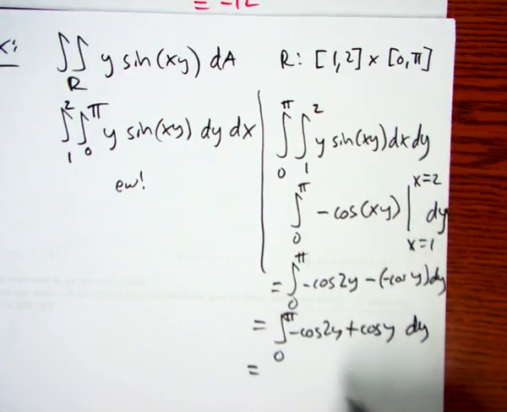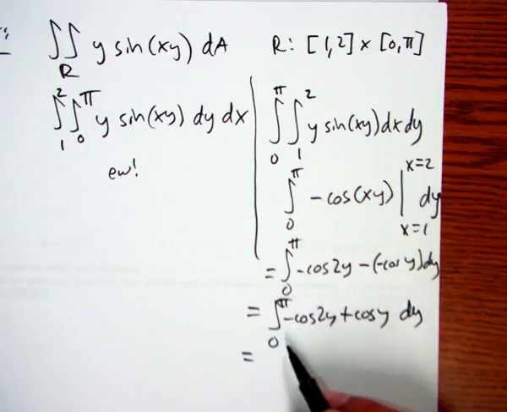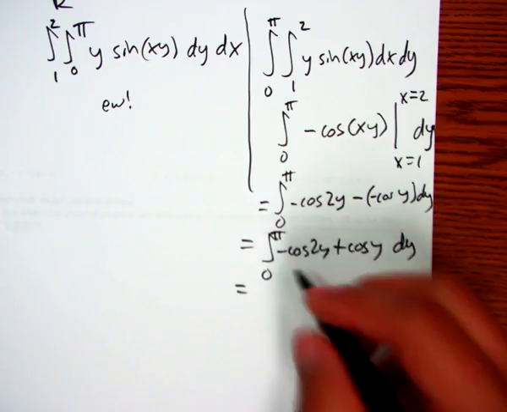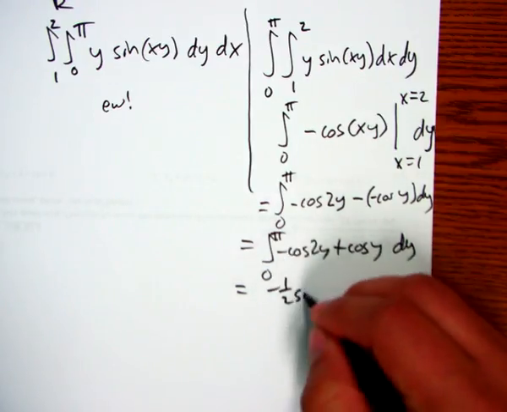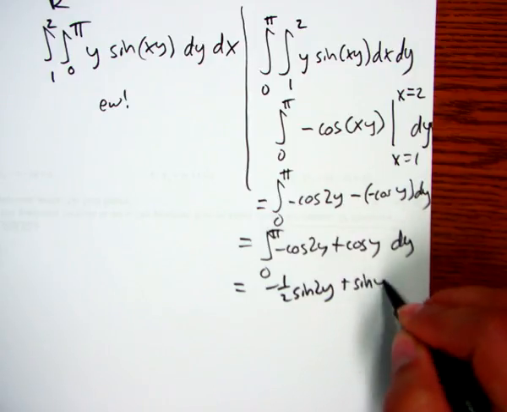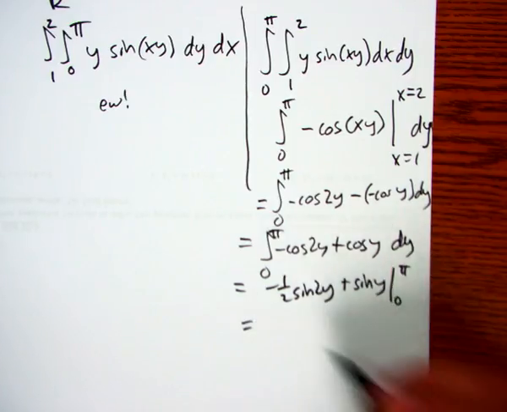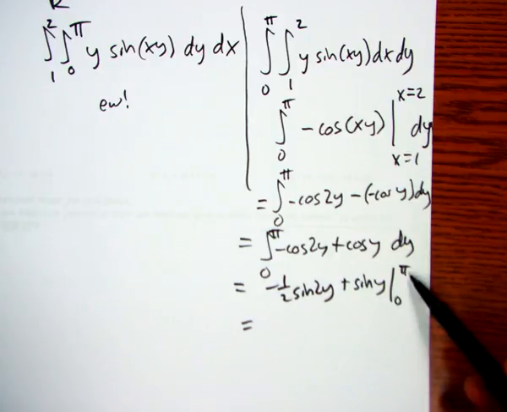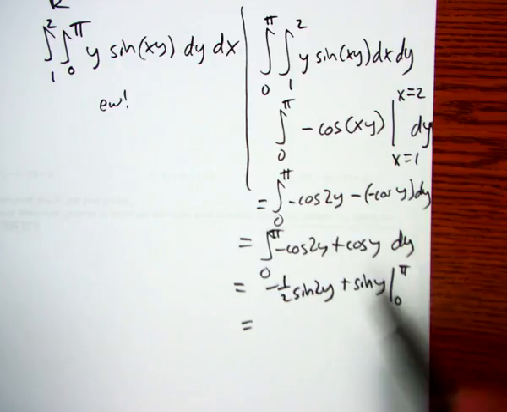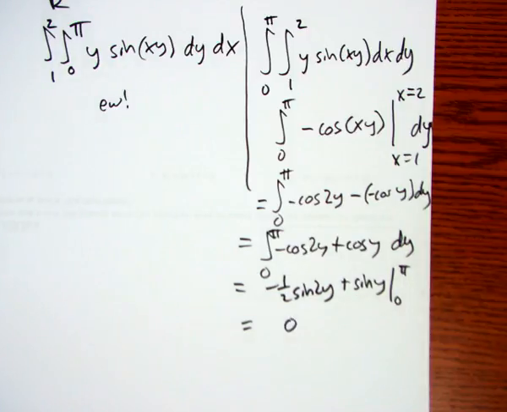The derivative of negative cosine, I'm sorry, the integral of negative cosine of 2y, what would that be? Negative half sine 2y, and the integral of cosine is just sine, and that's from 0 to pi. Pi or 0, the sine of, well, it's really 2 pi, both of which are going to be 0, right? So the integral for this is 0.